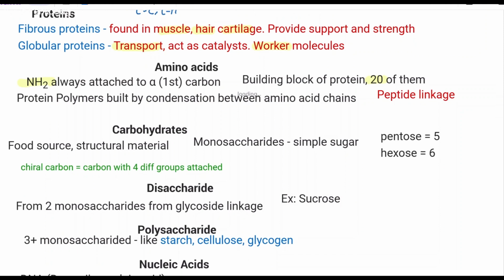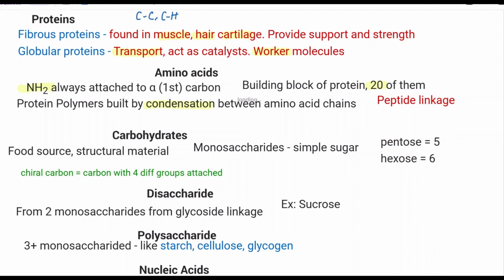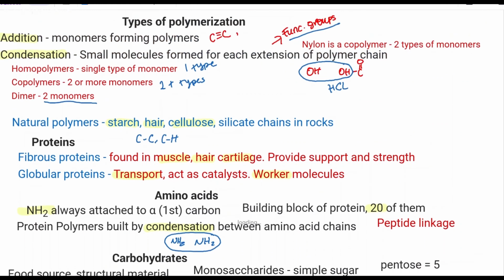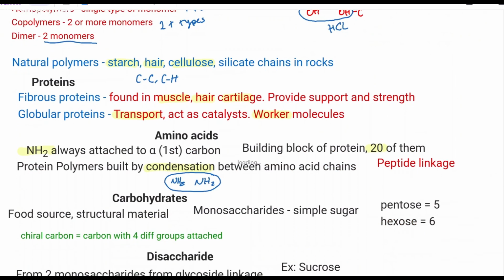Remember, condensation, like I said earlier, it condenses, it brings two functional groups together. Amine is also a functional group, actually. So if two monomers have amines and they come together, it's a condensation polymerization up here, same thing.